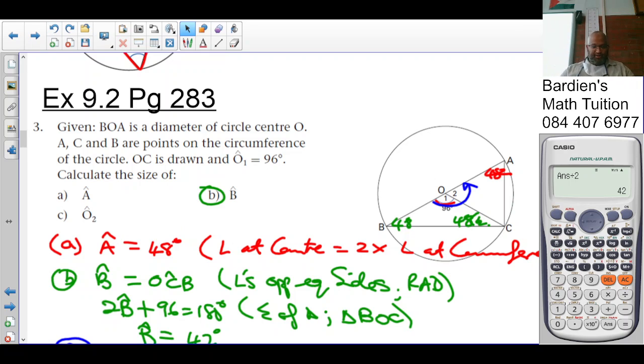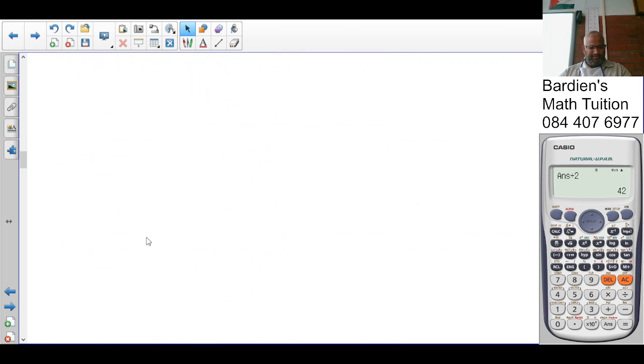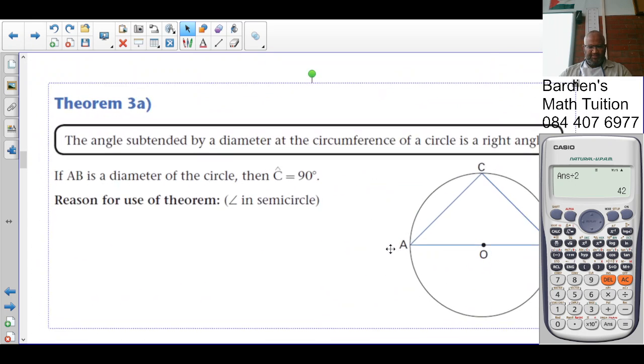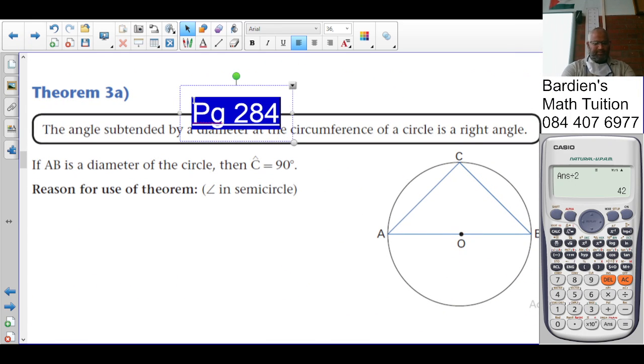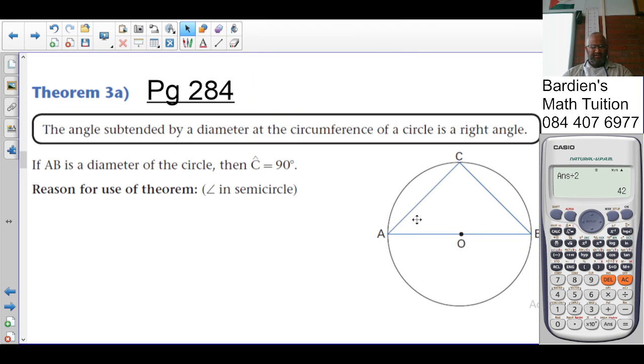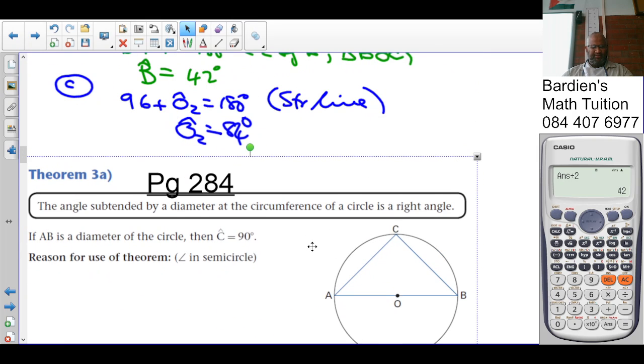People, any other questions with regards to this work? That's page 283. People, any other problems with this work? No. So you guys managed to do number 2 and 4. No? People, Theorem 3a. I want you to write this down. Theorem 3a. Page 284. Quickly, no? So I want to do a couple of examples on this now.